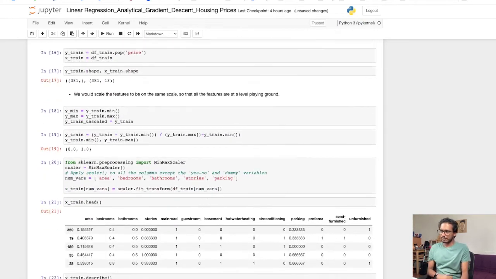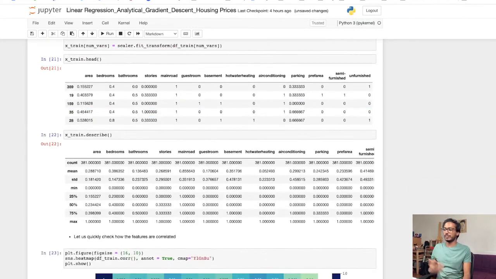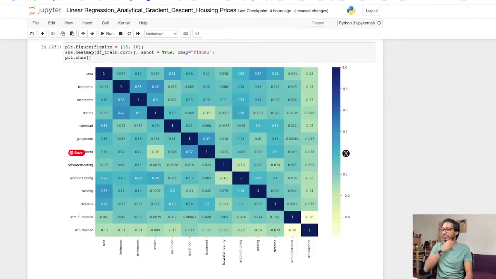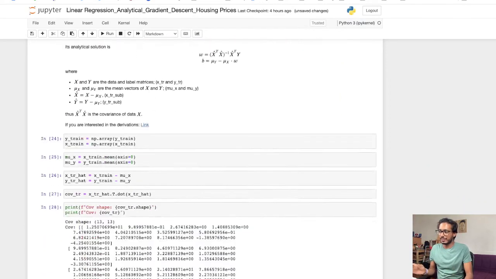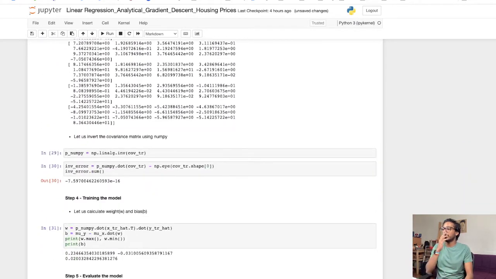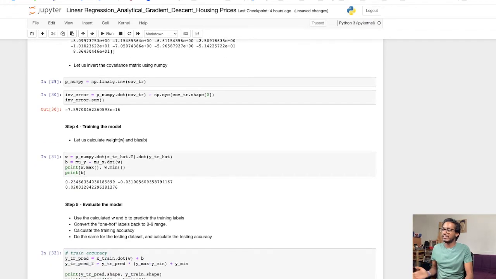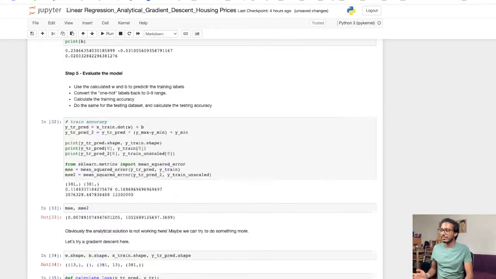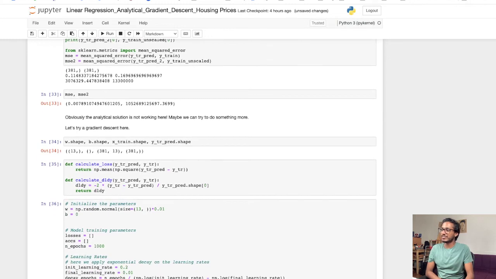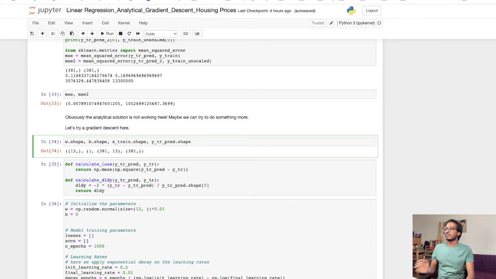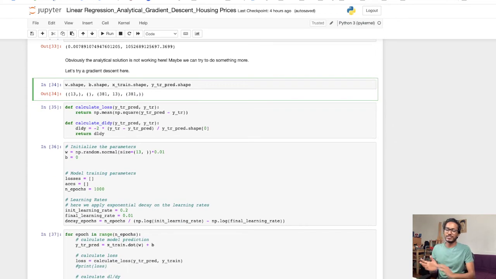I'll just describe what I'm doing here. We explore the data and the correlations, then I built an analytical model, calculated the weights for it, and evaluated it. As you can see, the errors were not that good, right? So we are going to do the gradient descent from here.